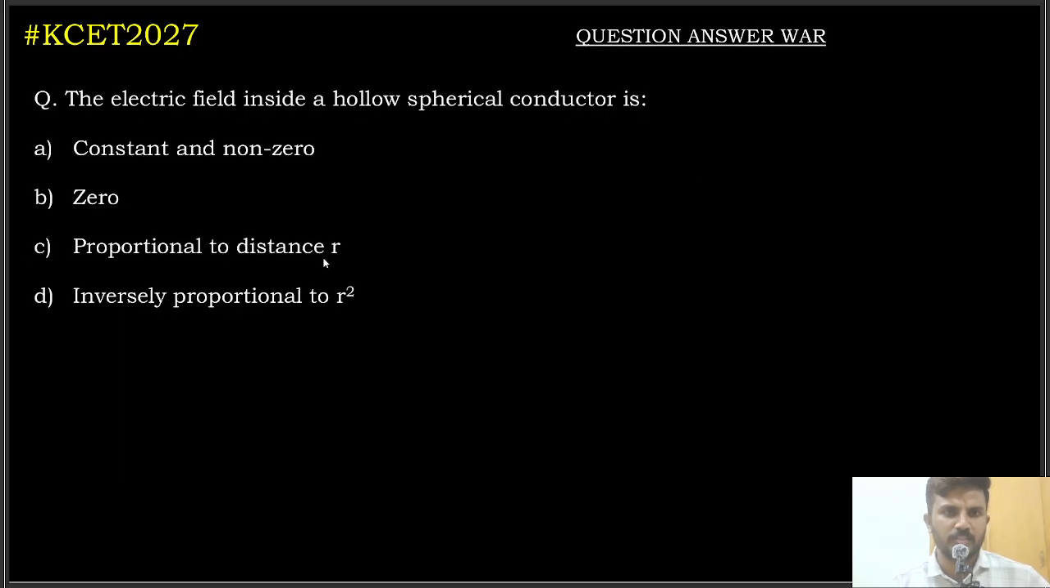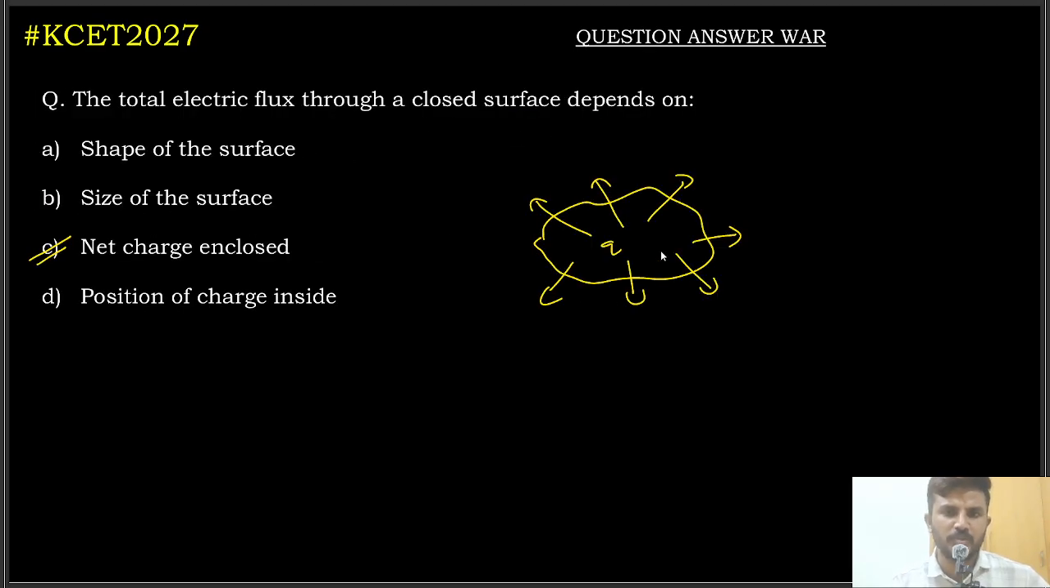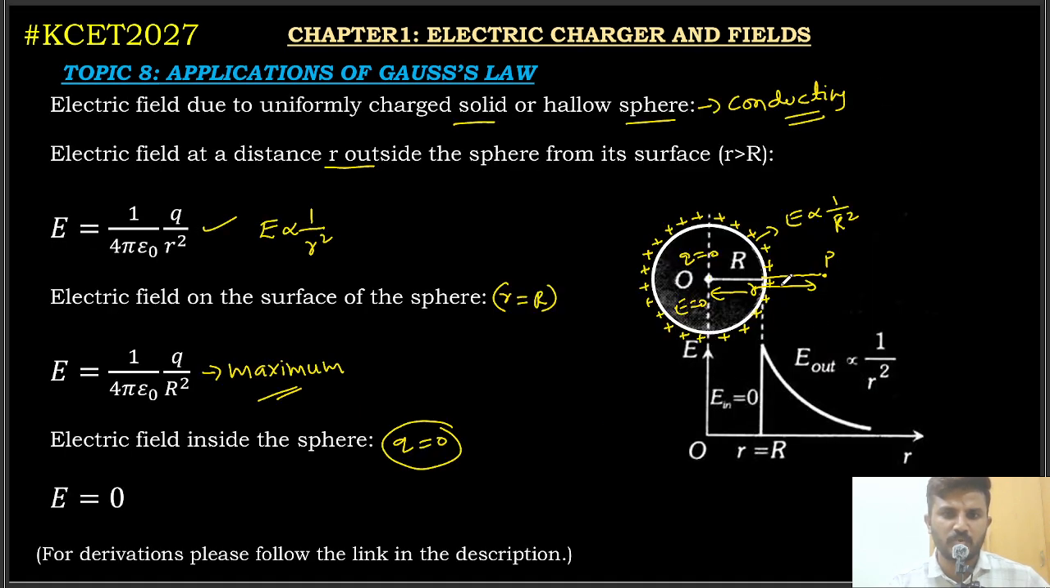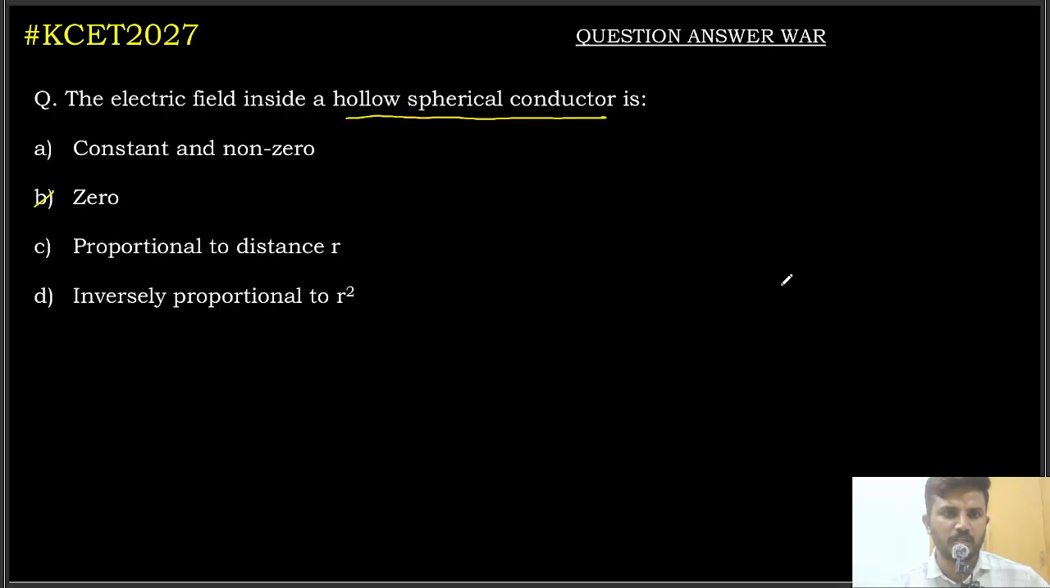Next, the electric field inside a hollow spherical conductor is. The electric field inside a hollow spherical conductor is 0, as we have just learnt. Even if you consider a differently shaped object, the electric field is 0 inside a hollow conducting sphere or a conductor. That's why option B is correct.